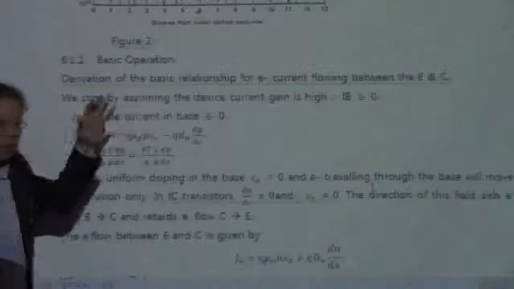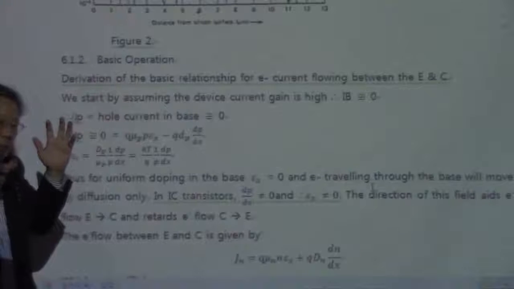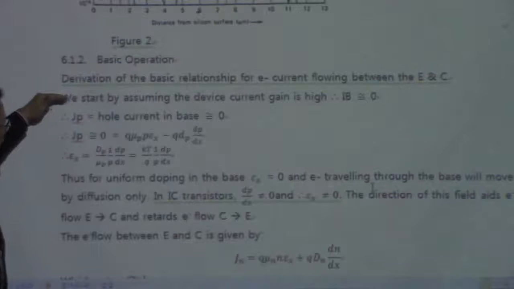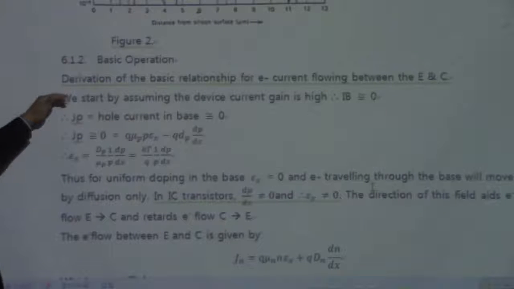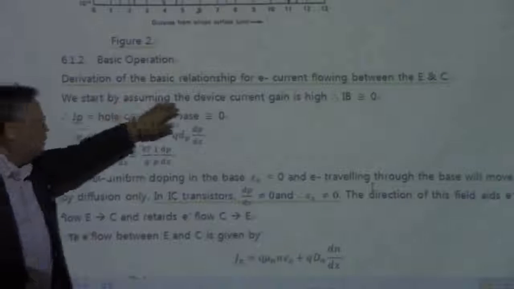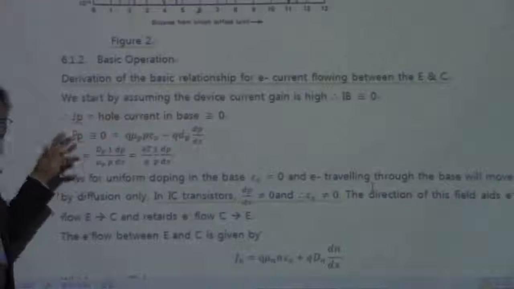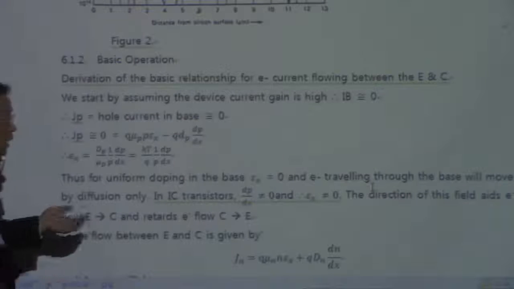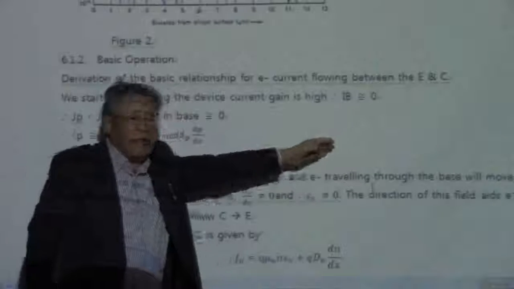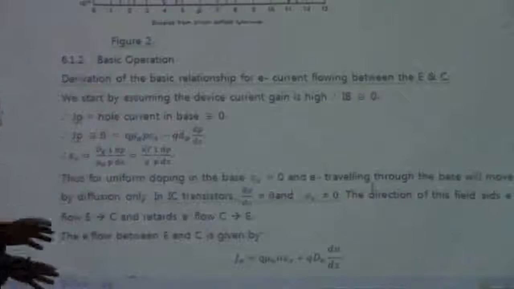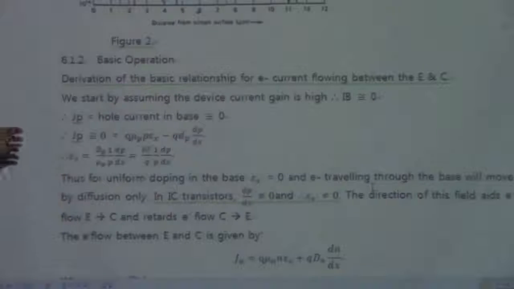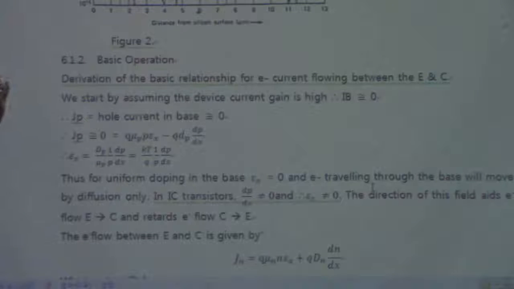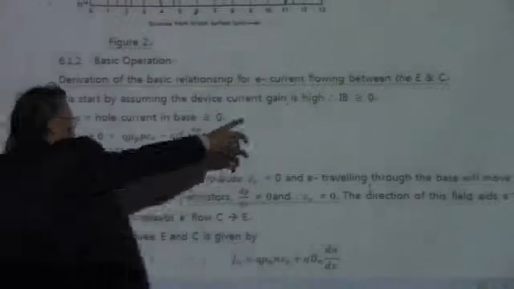So we just assume that the hole movement from the base to the emitter is negligible. We have to think about this later, but it turned out that it is a very good assumption, because most modern bipolar transistors have a pretty high gain, which means this current level is 1,000 times smaller than the emitter current. So it is not that bad an assumption. So we can assume that the base current is 0.